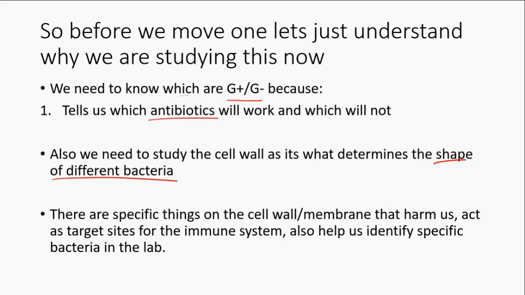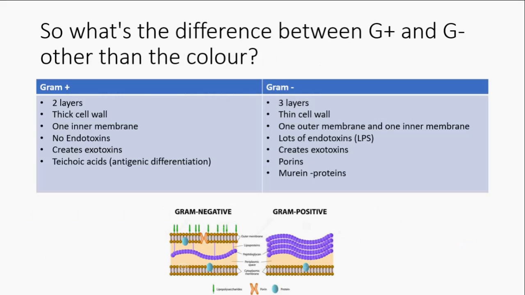And then the final reason really is that there are specific things in a bacterial cell wall that are used by the bacteria to harm us, and it can cause certain symptoms, so it's important that we study them. Also, those specific things on a bacterial cell wall can be used by our immune system to target the bacteria, so we should be aware of those things. And in a laboratory, it can help us to identify different bacteria because of the components of the bacterial cell wall. Okay, so let's go back to gram-positive and gram-negative.